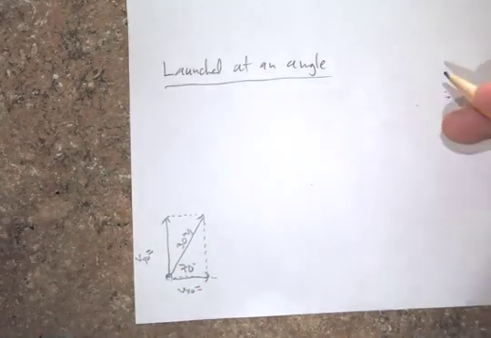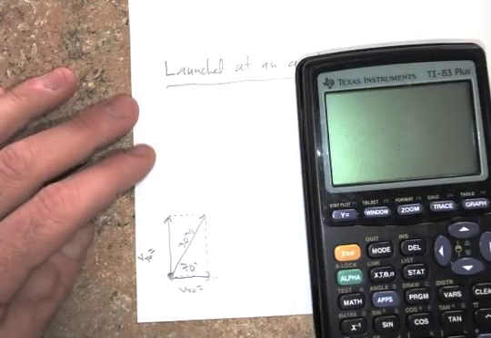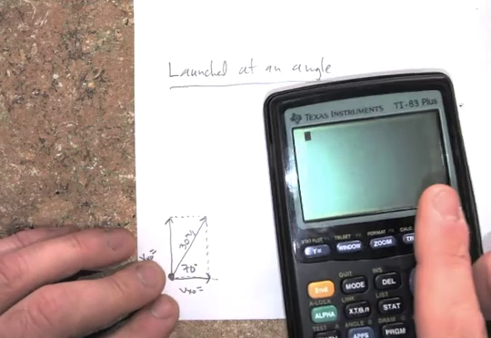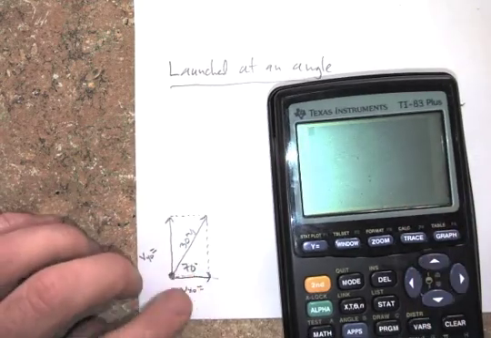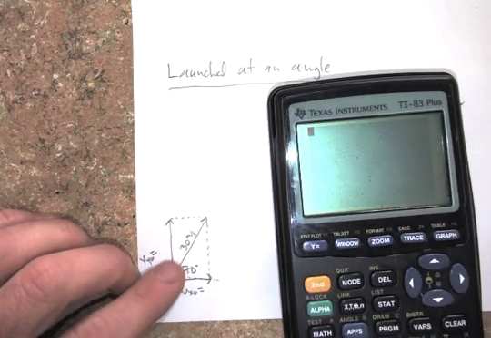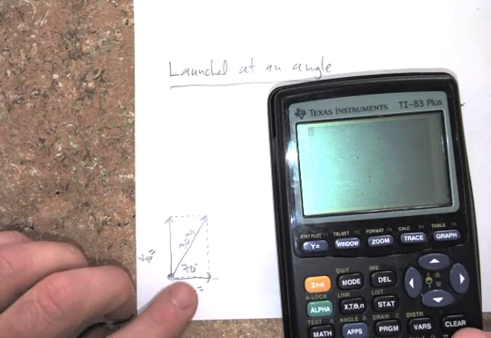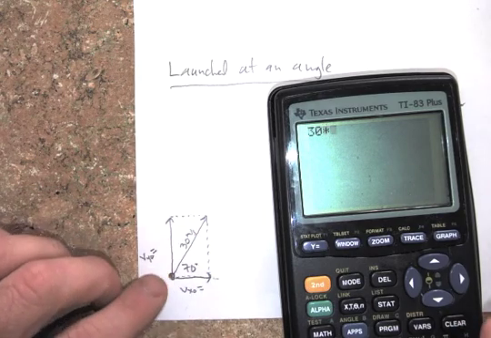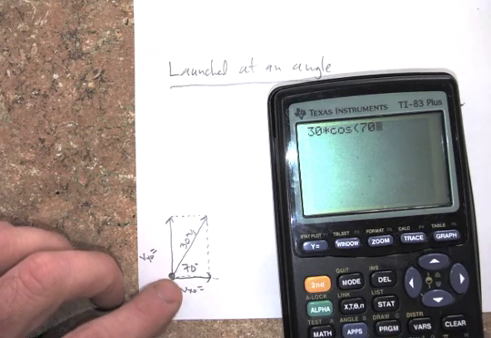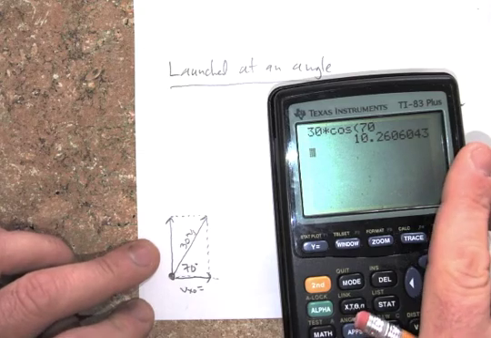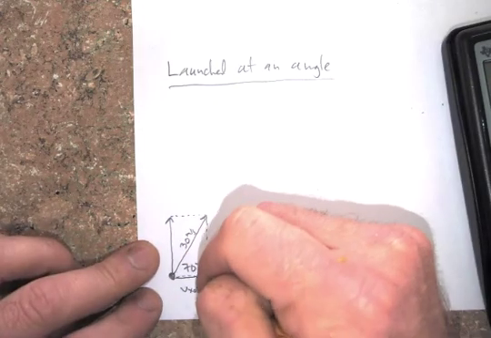You would use sine, cosine, tan. Since I feel like you guys are good on that, I can just kind of bop through that. For this one, the x is always going to be the cosine, right? Adjacent over hypotenuse. So it's going to be 30 times the cosine of 70. That would be 10.3. We'll just round to the nearest tenth.